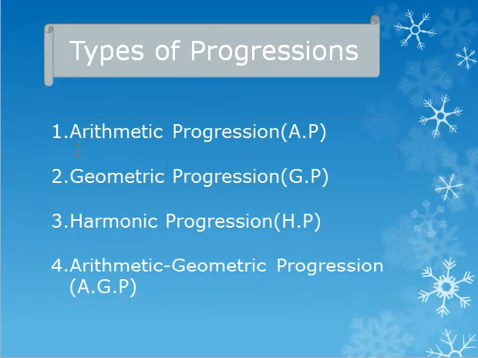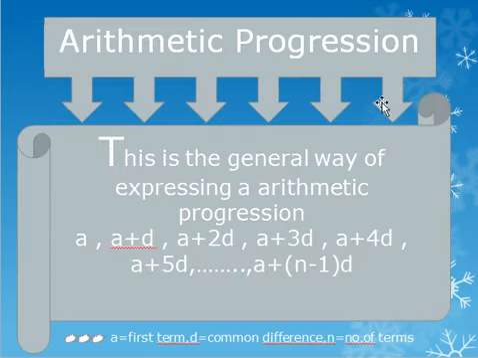Now these are the types of progressions. We have 4 types of progressions: arithmetic progression, geometric progression, harmonic progression, and arithmetic geometric progression. In this session we will be mainly focusing on arithmetic progression. Now let's start: arithmetic progression.